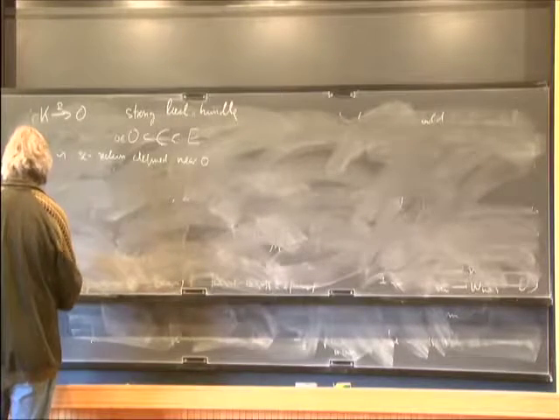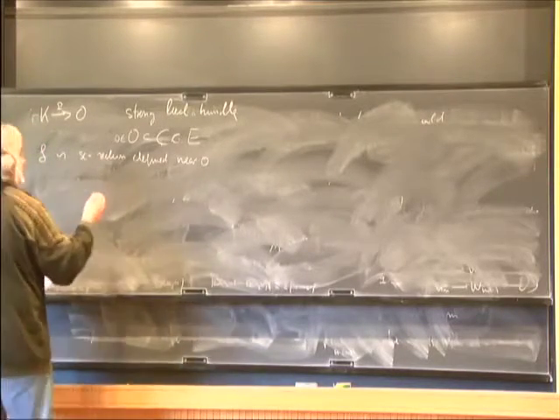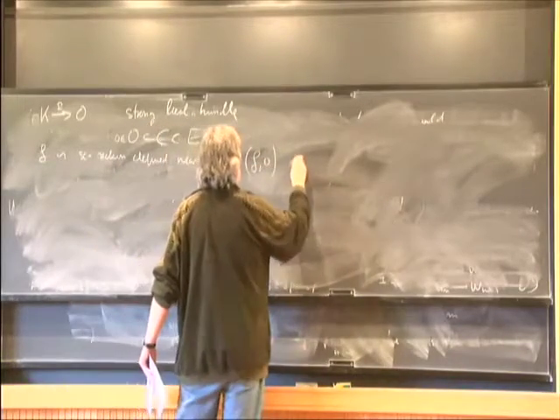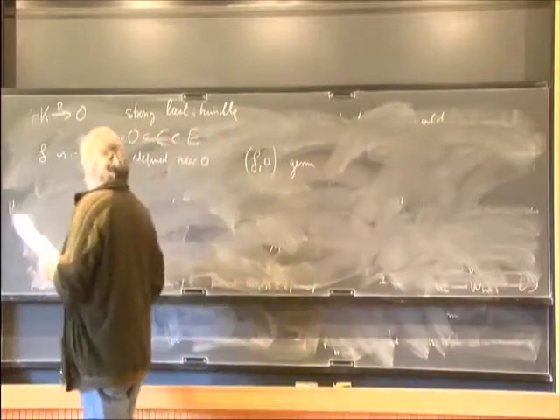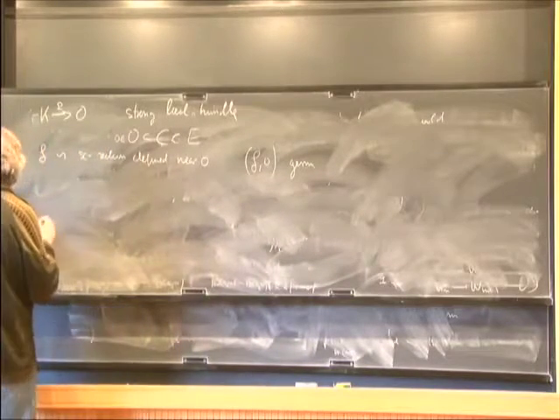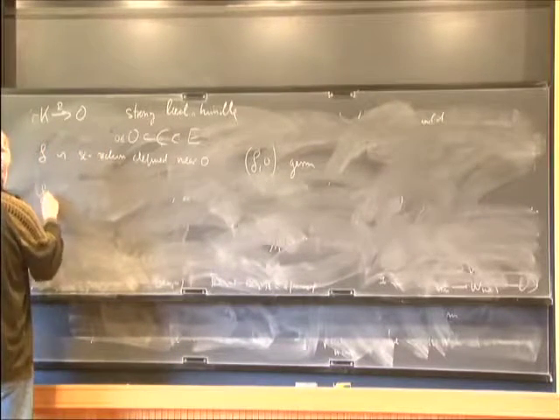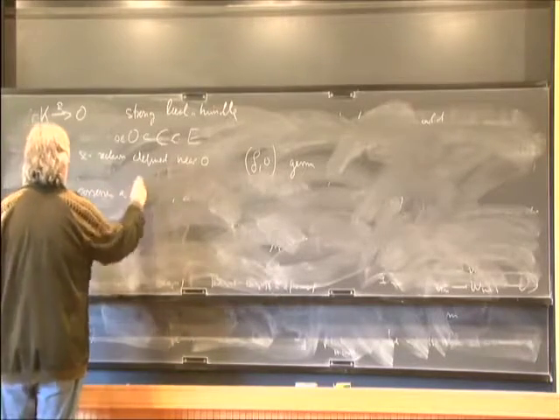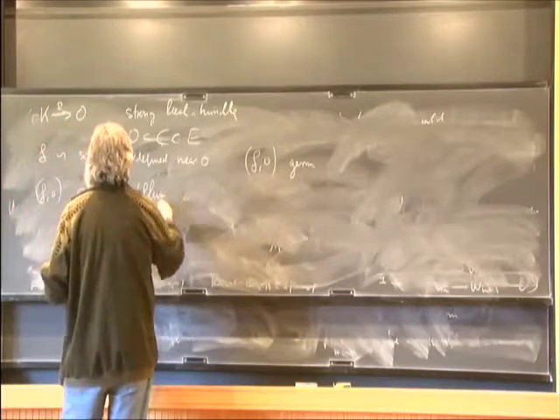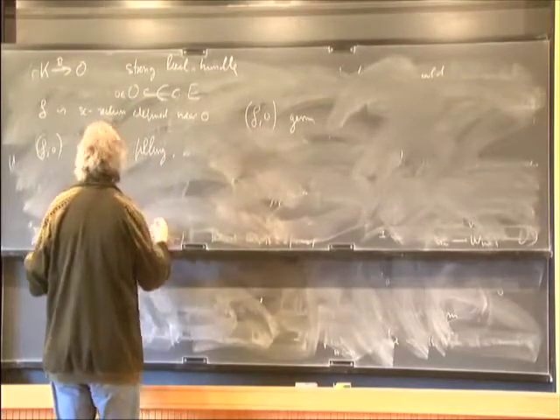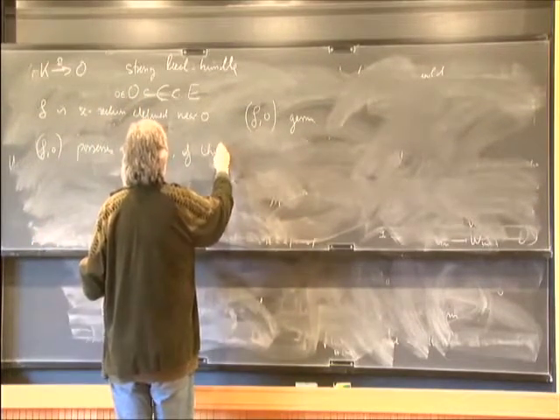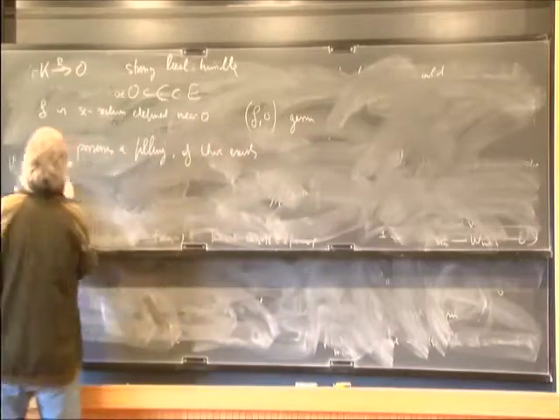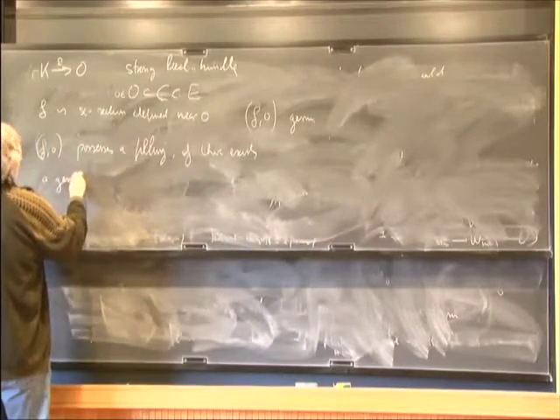So if near 0, so it's some kind of a germ like this. So then f at 0 possesses a filling if there exists a germ.